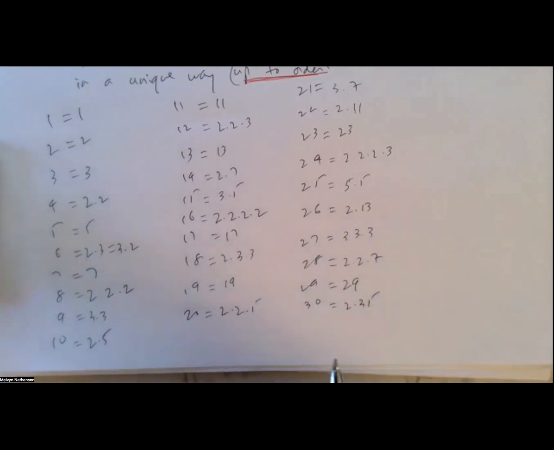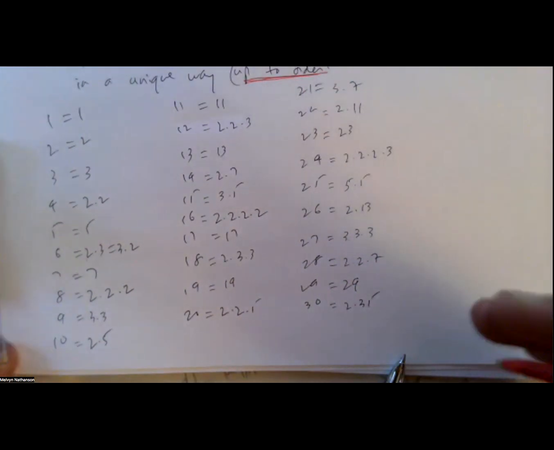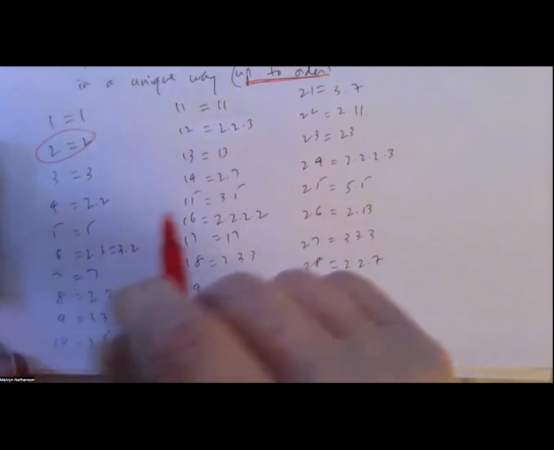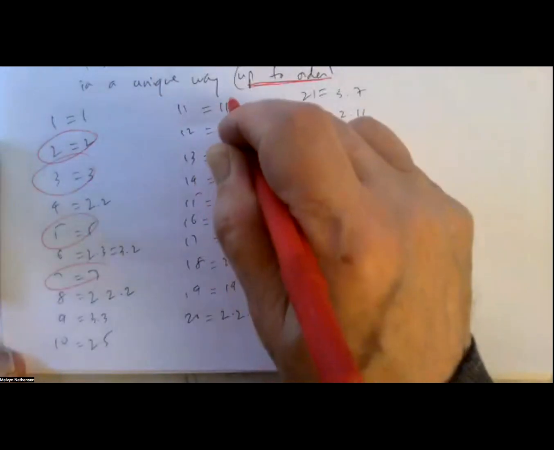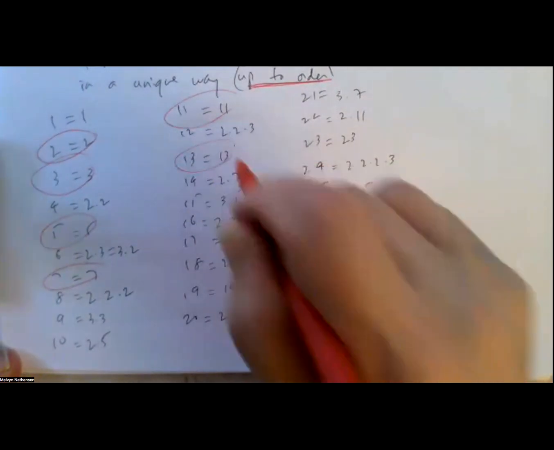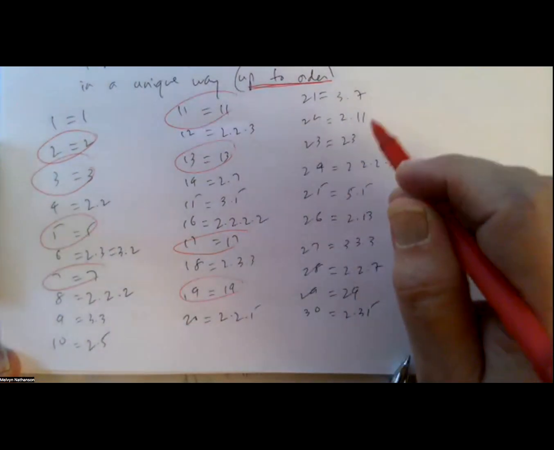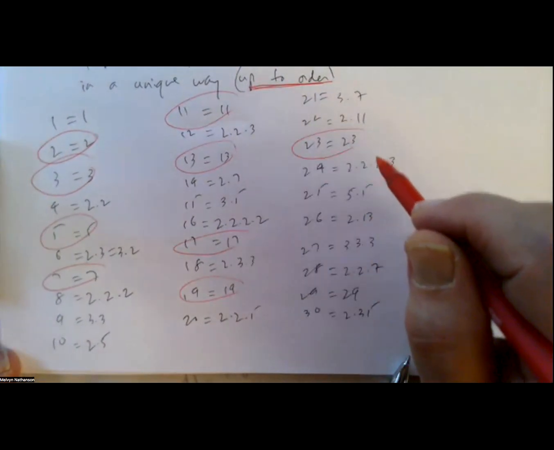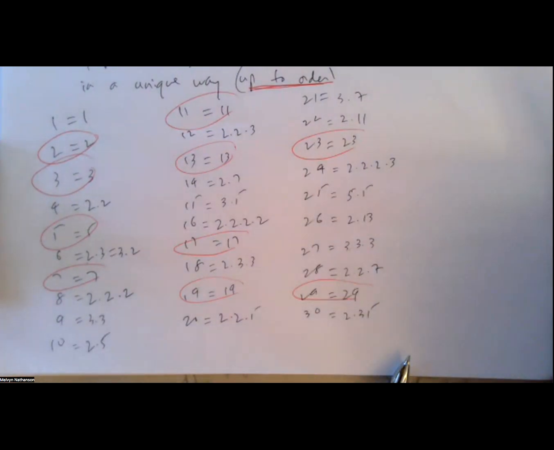Excellent. So if you look at this list, some of these numbers are prime: 2, 3, 5, 7, 11, 13, 17, 19, 23, and 29. Actually, quite a few.